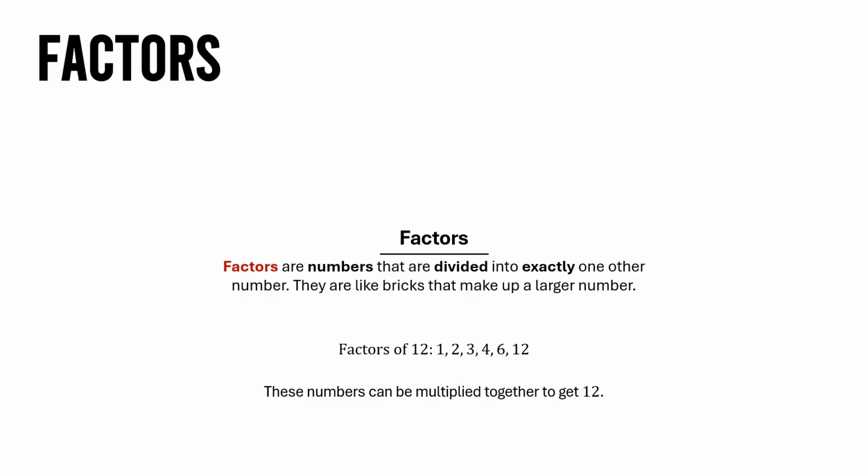If we take 6, for example, and calculate 12 divided by 6, we get 2 with remainder 0. So 6 divides exactly into 12, so 6 is a factor of 12. If we take another number, for example 5, 12 divided by 5 is 2.4. So 5 doesn't divide into 12 exactly, so it's not a factor of 12.